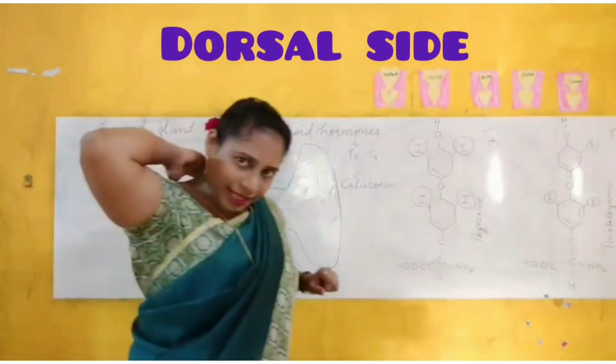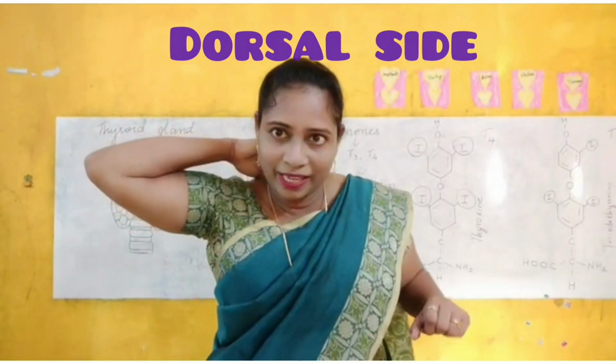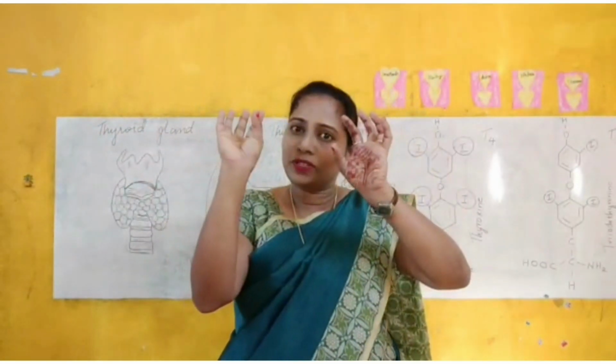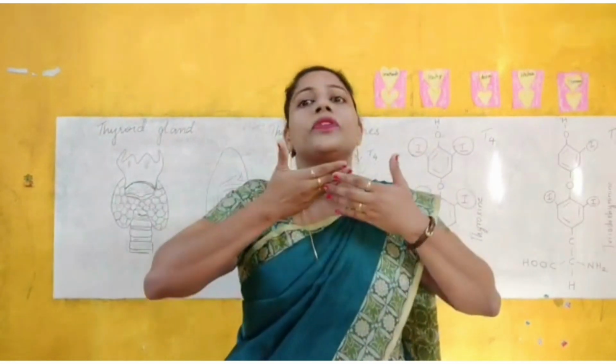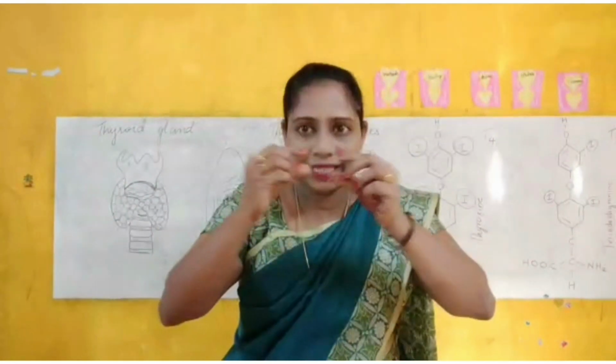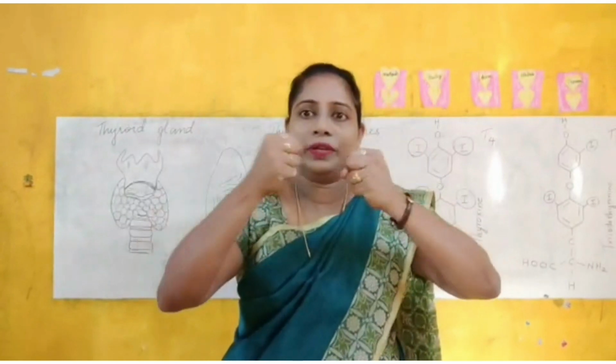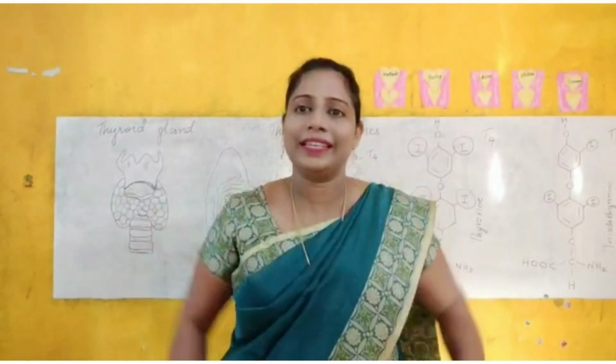But from the dorsal side, you cannot find any isthmus. You can see the bilobed structure behind, but you cannot see the isthmus. Only from this side, the ventral side, it is connected. Both the lobes are connected together by a small isthmus.